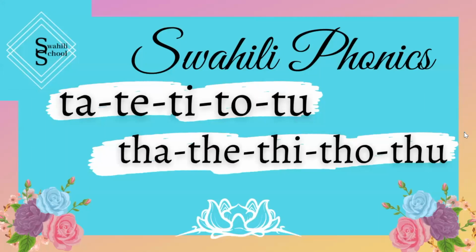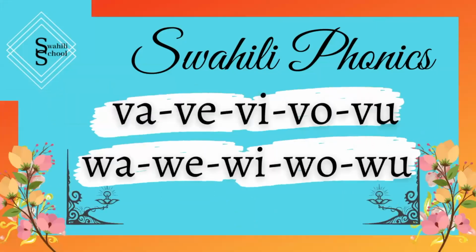The accompanying phonics are ta, te, and then tha, the, and these make it much, much easier when you're reading and writing in Swahili. Swahili is actually a phonetic language, so you're going to be reading phonetically and writing phonetically. The second phonics are va and wa.